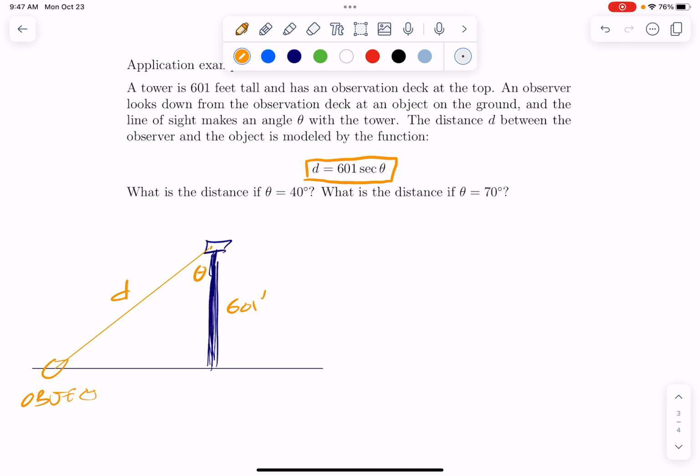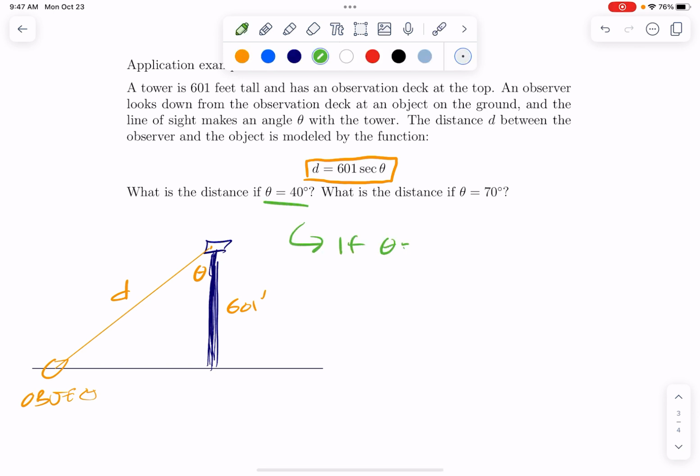But secant allows us to just have a formula for understanding the relationship between these two things. Obviously, in this problem, that angle can change, this distance can change, depending upon which object is being looked at. Maybe there are a bunch of different objects down here. Depending upon where you look, the distance changes and the angle changes. So what is the distance if theta equals 40 degrees?